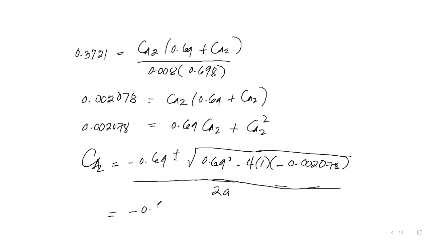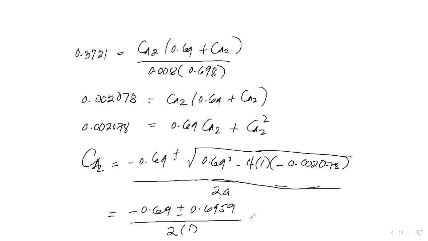So you have negative 0.69 plus minus, times 4 plus 0.69, you square it. Then you get the square root of the answer. So that would be 0.6959 divided by 2 times 1. By the way, our A is 1.